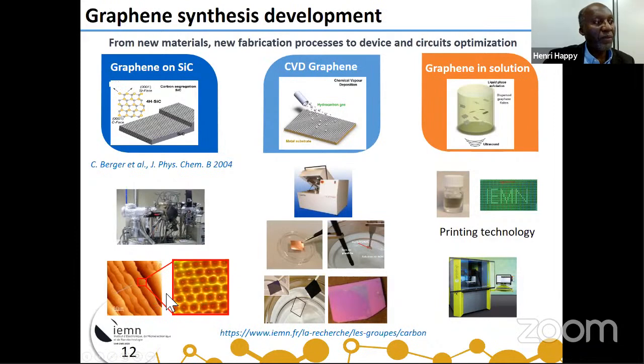You have an illustration of the material grown, and an STM, scanning tunneling microscopy, image of graphene at the small scale. We have equipment to grow graphene by CVD, and we have developed techniques to transfer this graphene grown on metal to any kind of substrate, I will say, and using printing equipment, it is possible to design devices with a printing technology like inkjet printing, for example. All of this research is made in our research group.